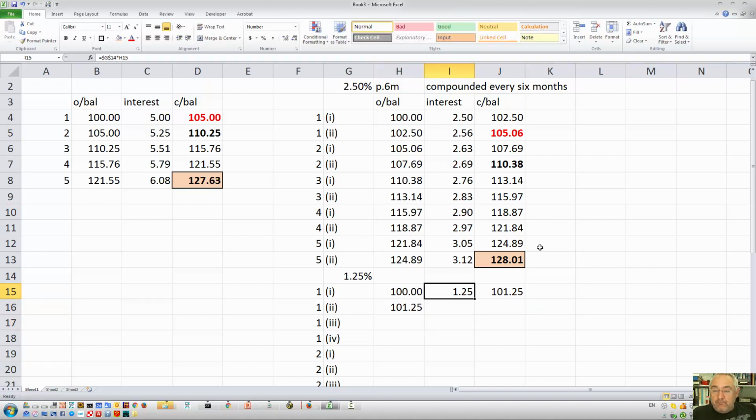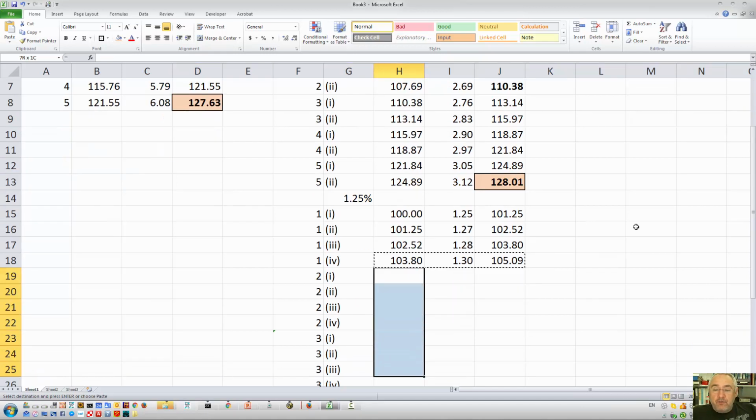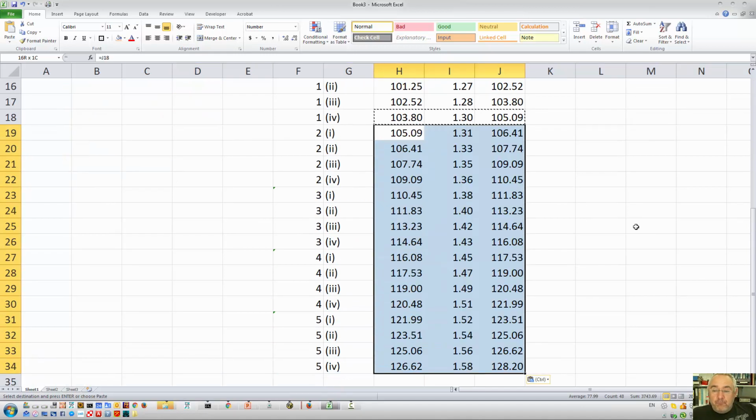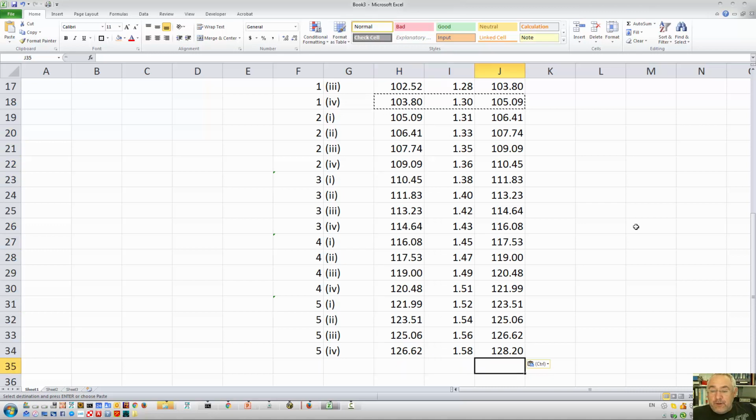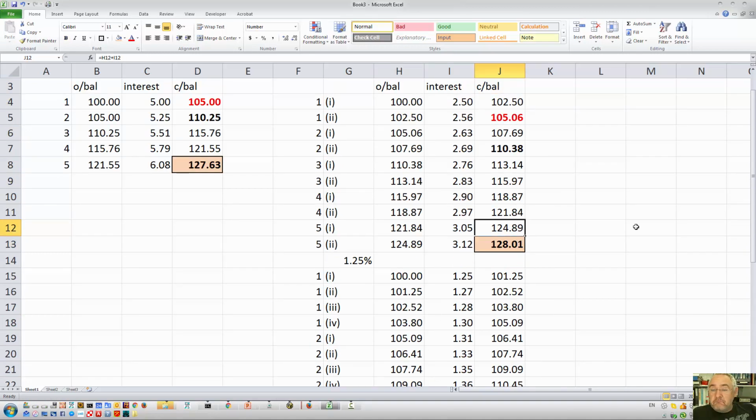Formula, copy it down. Okay, let's just, at the end of the first year, $105.09. Here we have $105.06. Here we have $105. Okay, let's copy this all down and cut to the chase, see what we've got after 5 years. $128.20. What were we here? $128.01. Okay, already we're ahead by an extra 20 cents.